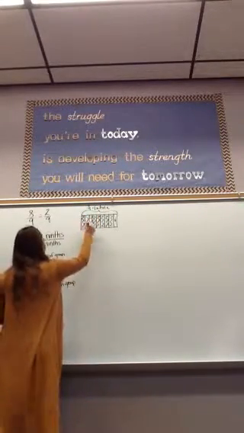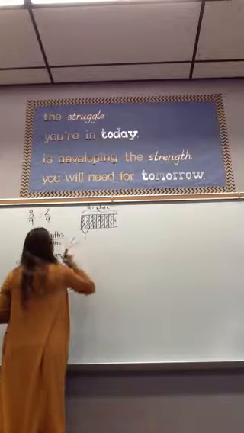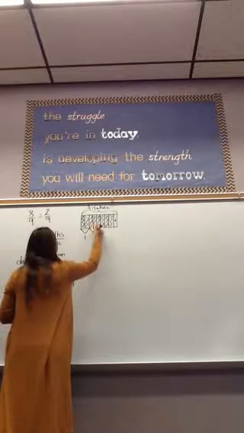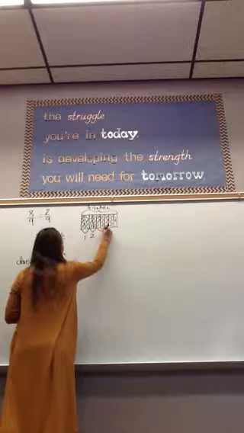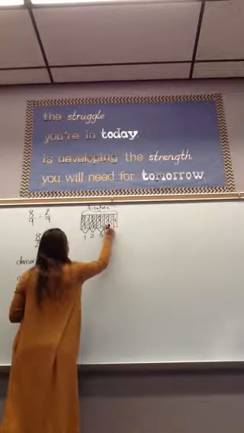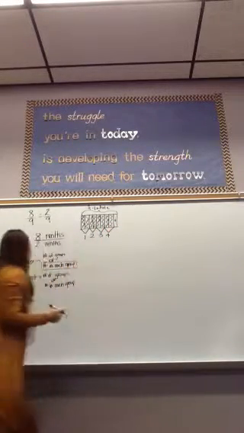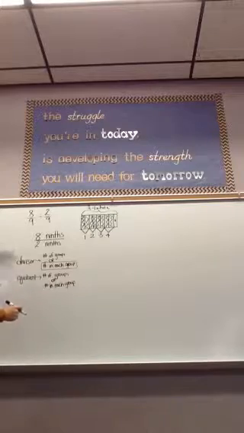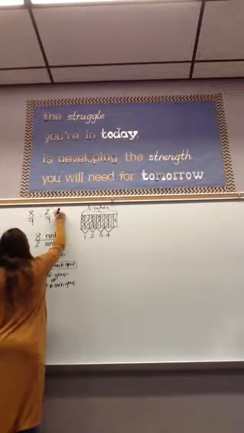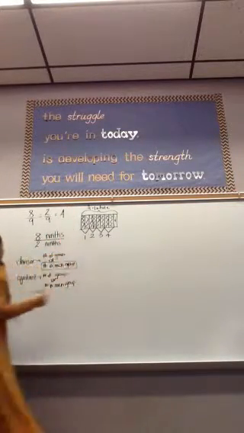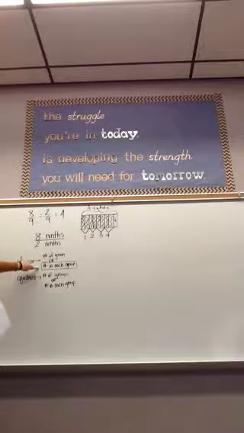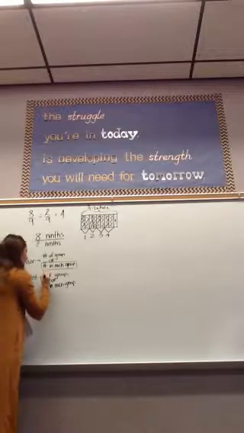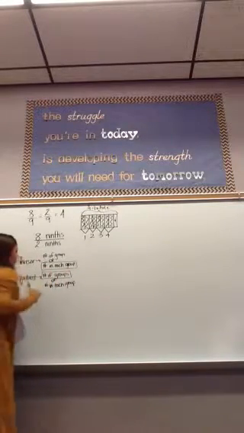So I have 2/9, 1, 2, there's one group. 1, 2, there's a group. 1, 2, there's a group. 1, 2, there's a group. So 8/9 divided by 2/9 equals 4. The divisor is telling me how much is in each group, and the quotient is telling me the number of groups.